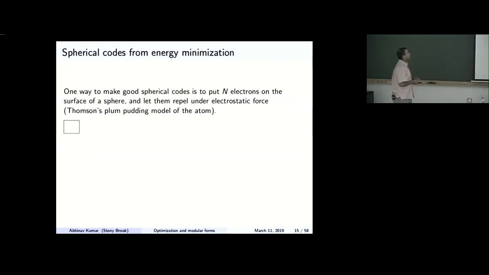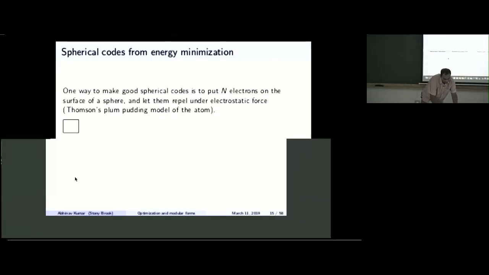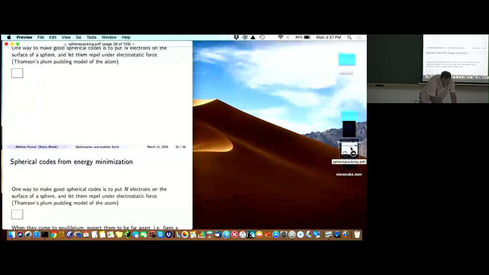So let me just give you a couple of examples. As Surat was saying, if you want to put n electrons on the surface of a sphere and you want them to repel under electrostatic potential, this is Thomson's plum pudding model of the atom, then you might run that simulation and that will give you a good spherical code where points are separated by a reasonable distance. I wanted to show you a simulation that I actually coded up at one point.